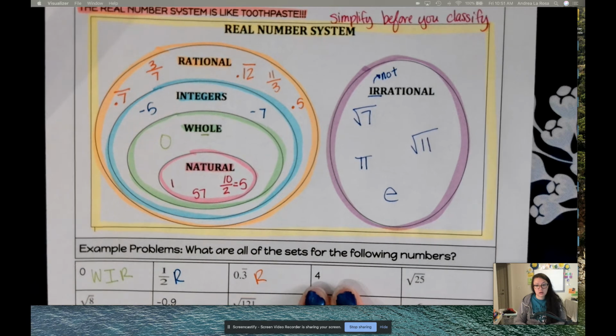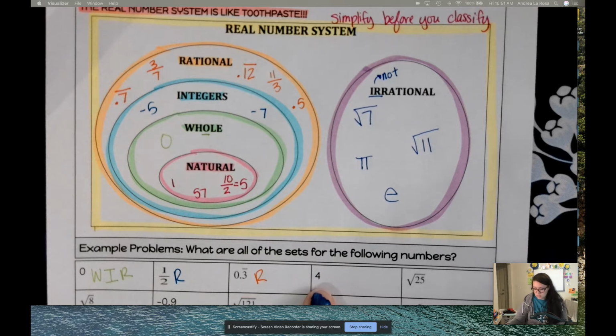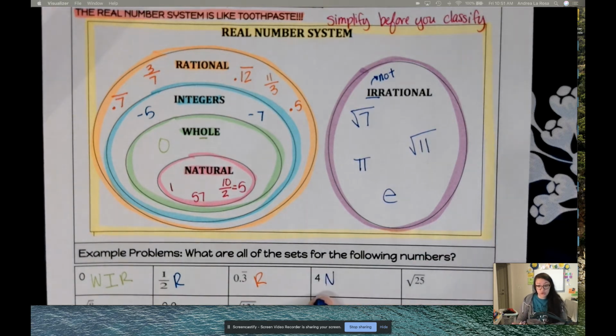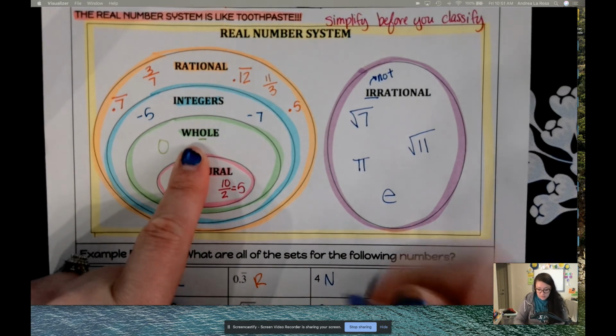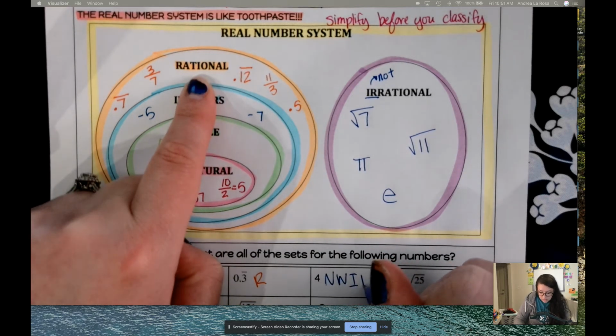Number 4. Is 4 natural? Yeah, I can count to 4. So that means if it's natural, we toothpaste it out. It's also whole, it's also an integer, and it's also a rational number.